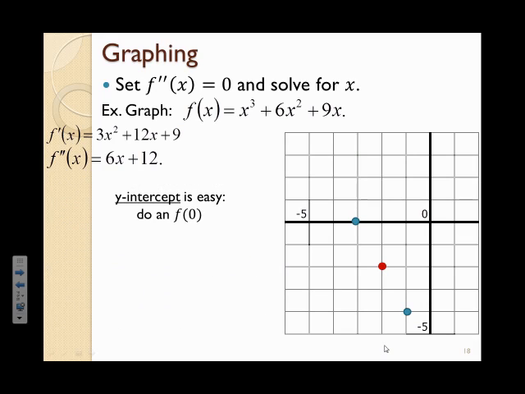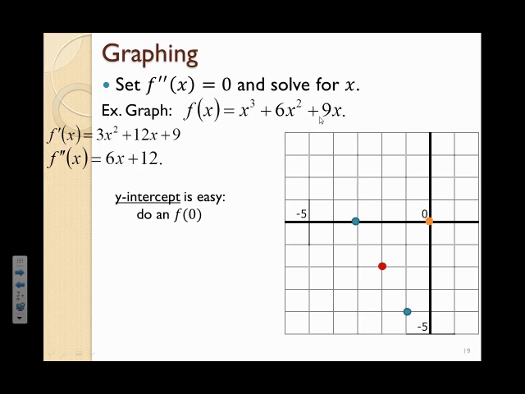It's easy to do. Whenever you get the y-intercept, that's when x is equal to 0. Well, that just means that you simply need to do an f of 0. So you do an f of 0, you put in 0 for every x. Well, this is going to be 0 plus 0 plus 0. Well, goodness, what could be easier than that, right? And we find that the y-intercept is actually here at the origin at 0, 0.